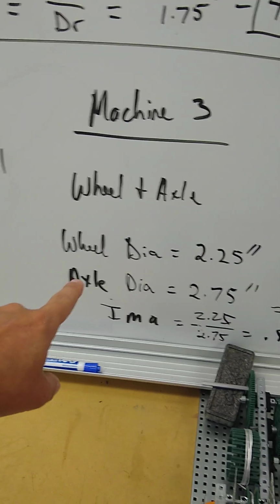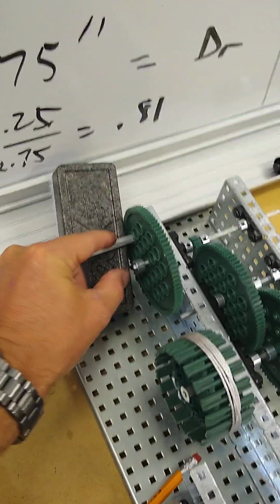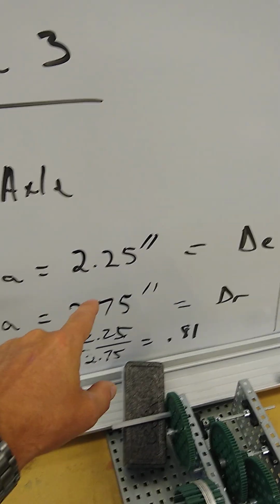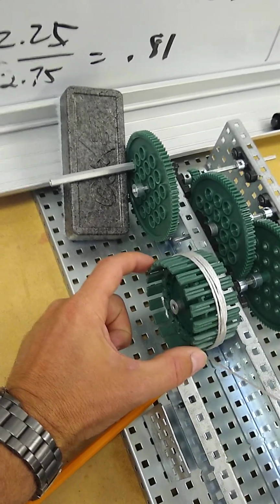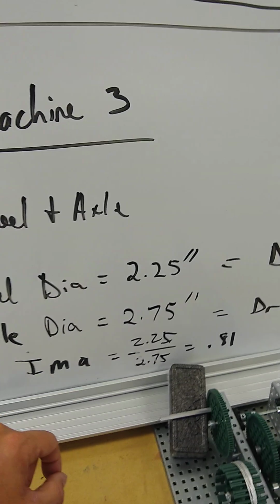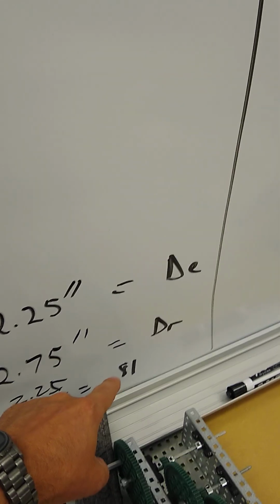And then our wheel and axle. The diameter of this, so this radius times 2, is 2.25 inches. That would be my DE, that's the wheel. And then my axle diameter would be the diameter of this spool right here, which is 2.75 inches. That gives me an ideal mechanical advantage of 0.81.